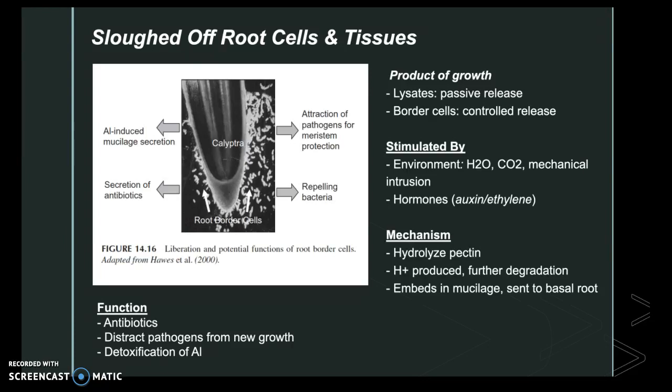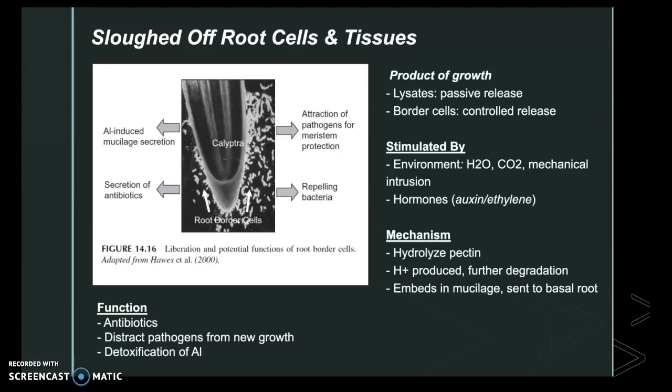The hormones auxin and ethylene regulate growth processes, but this form of rhizodeposition can also be stimulated by environmental factors such as water, carbon dioxide, or mechanical intrusion. Shedding is achieved through the release of pectolytic enzymes that hydrolyze the cell wall pectin. This action produces hydrogen ions, which further assist in the degradation process.